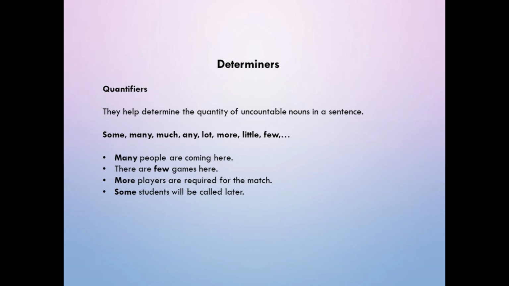The next example is more players are required for the match. In the sentence, more is the quantifier coming before the noun players. And the next example is some students will be called later. In the sentence, some is the quantifier and it is coming before the noun students. So in each of these sentences, the words like many, few, more and some quantify the noun.